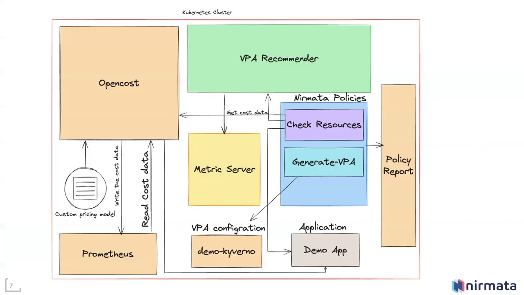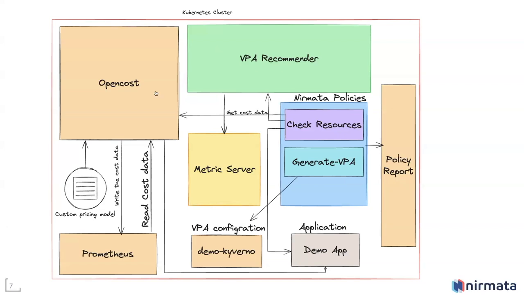So for today's demo, we have deployed OpenCost for cost analysis. Prometheus is there for storing the cost data. Metrics Server is there for providing the resource utilization, which will be used by the VPA Recommender for providing the recommendations for optimal resource utilization, and Nirmata Control Hub for enforcing the policies.